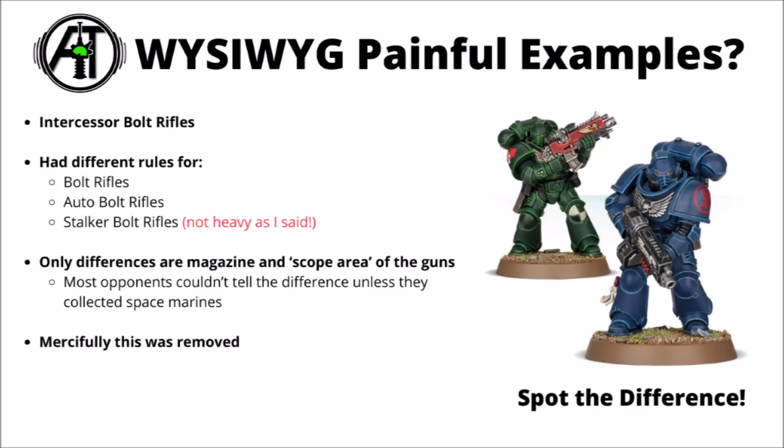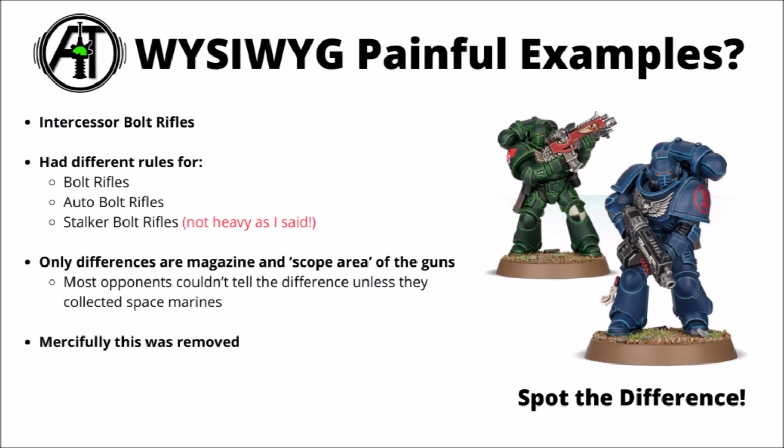I felt like these were probably one of the most painful out of any of the war gear choices, just because the difference between the rifles themselves is so tiny. It's literally just the magazine and the sort of scope or ammo drum type bit that's the main difference between them. If you weren't a Space Marine player, then it was kind of unlikely you'd be able to tell the difference between the guns.